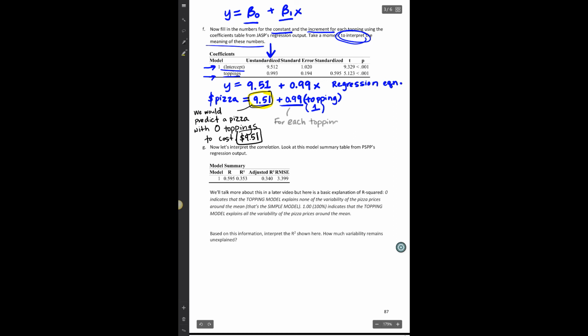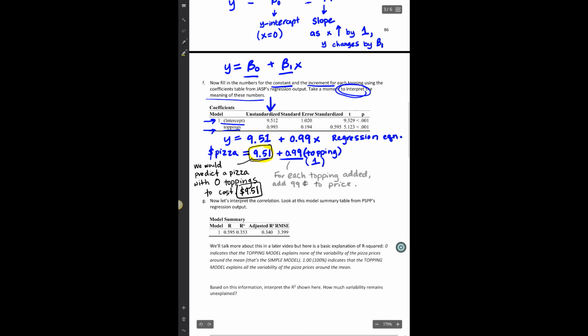In other words, as x, or toppings, goes up by 1, y, the price, changes by how much? It goes up, because we have a plus here, plus 0.99, it goes up by 0.99. So as toppings, or x, goes up by 1, the price of the pizza changes by 0.99. It goes up by 0.99.